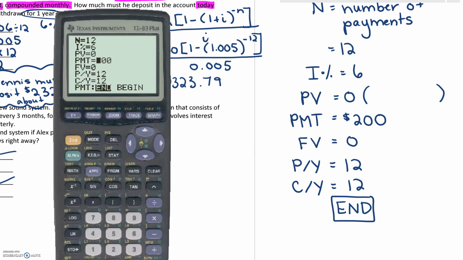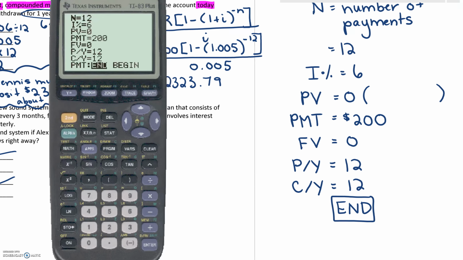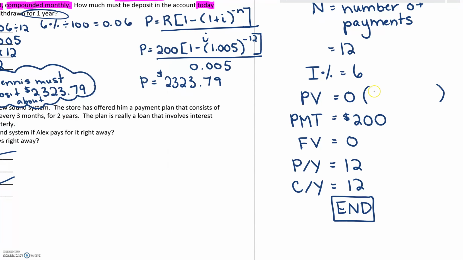So this is what it looks like when you have it up here. So you can just double check with my calculator to make sure you have the right amount. And since we are looking for present value, we go up to present value and we press alpha solve. So we get 23 and 79 cents over here. And there is a negative in front. That's just because he's paying this amount at the beginning and he doesn't have access to this money.